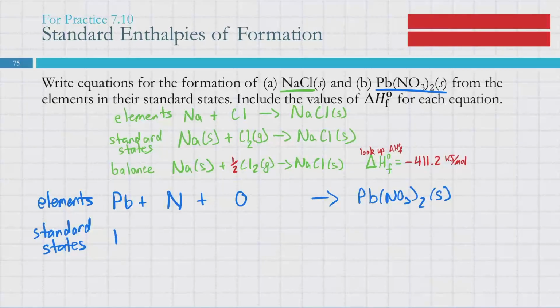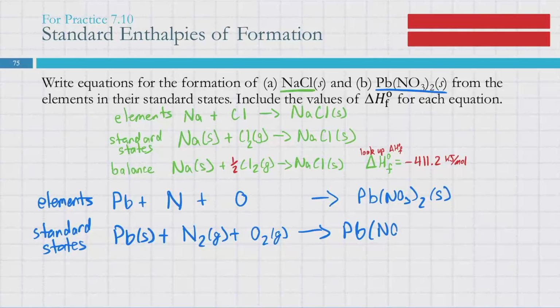The standard states, I'm fairly certain, for lead is going to be a solid. Nitrogen and oxygen are both diatomic. So we've got N2 as a gas, and we've also got O2 as a gas, and this is going to PbNO3 as a solid. If you know what the standard states are, or if you've got a good guess of what they are, you could just start with the standard states instead of adding the extra step of going from elements to standard states.